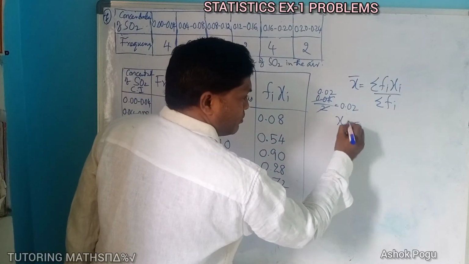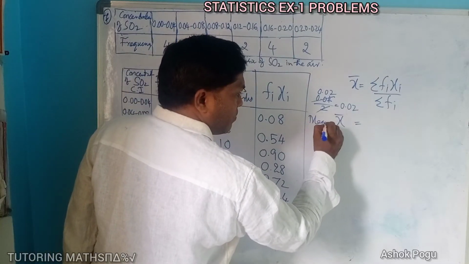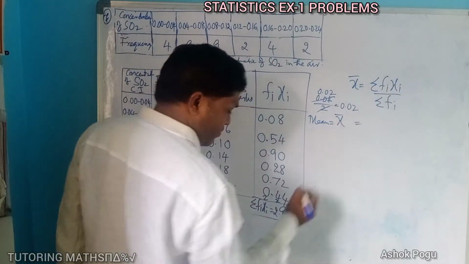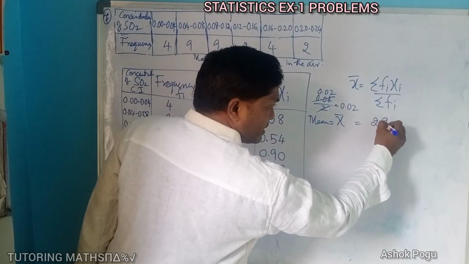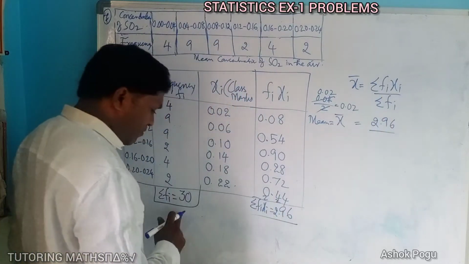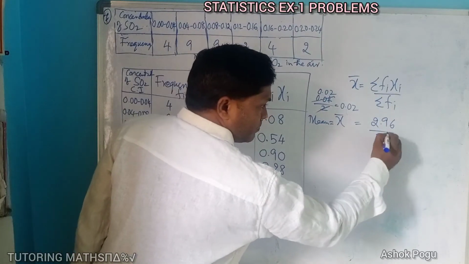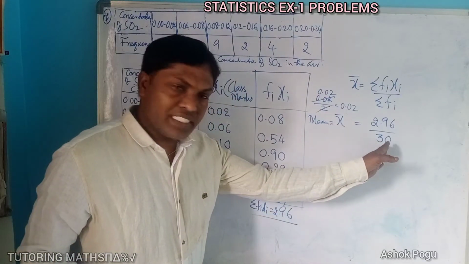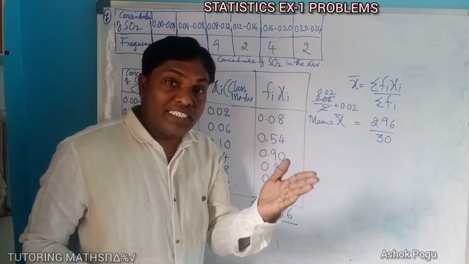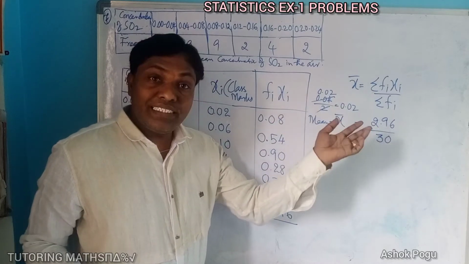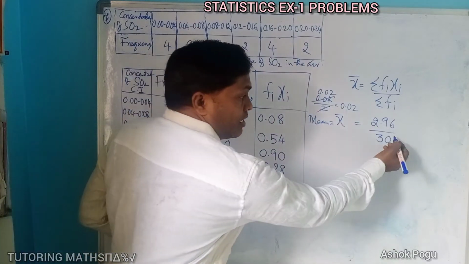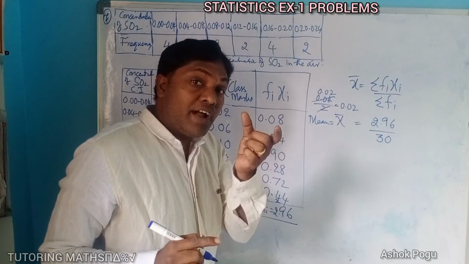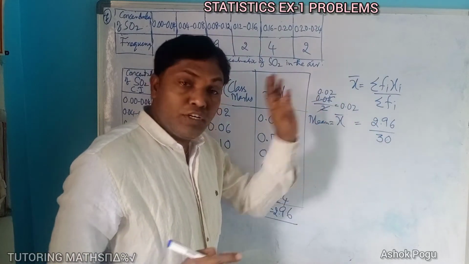Let us substitute. The mean concentration of sulfur dioxide in the air is sigma fi xi, which is 2.96, divided by sigma fi, which is 30. Here it is like a decimal fraction, because there is a 0 in the denominator. Cancel the 0 in the denominator, and we get 1 decimal point increased in the numerator.